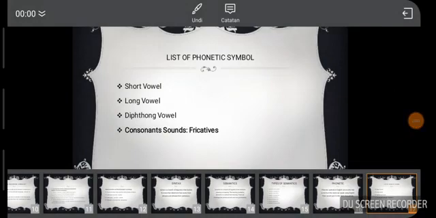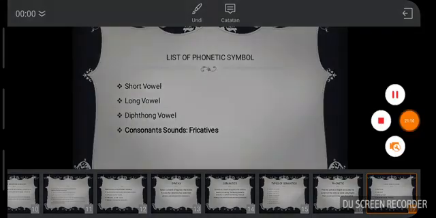I will continue. Number two is about long vowels. One of the phonetic symbols that is also important for us to learn is long vowels. Long vowels are vowels that we sound a little longer. Number three, there are diphthong vowels. Diphthong vowels are one of the important phonetic symbols for us to learn. These English phonetic symbols are two vowels that we pronounce at one time.